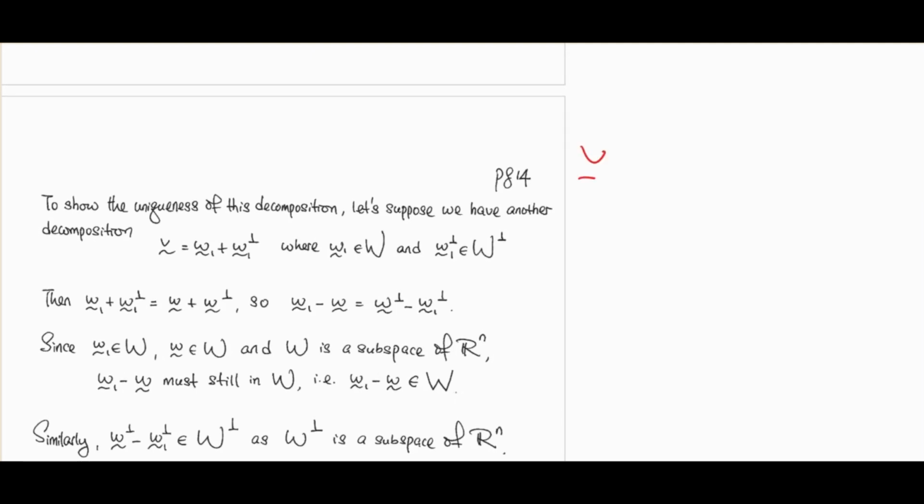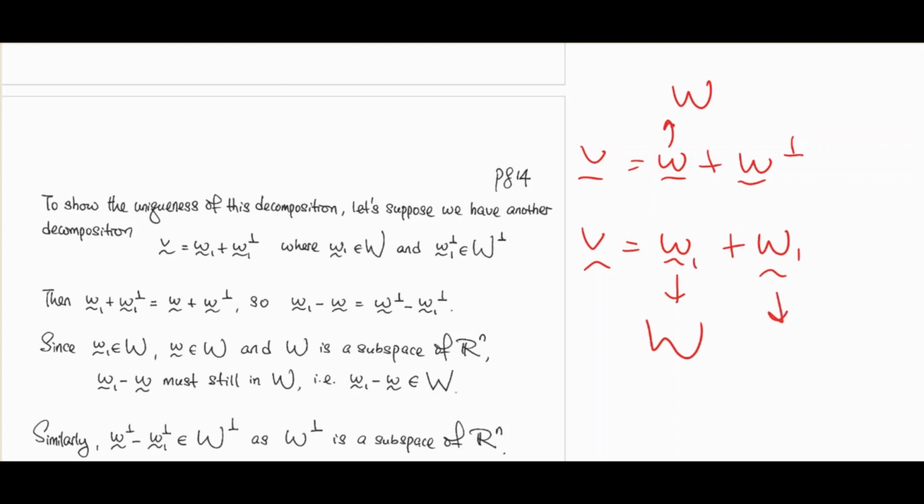So we have V is W plus W perp. We already have it. Suppose we have another way of writing it. Let's say this one is W1, which is in W, and then we have another W1 perp, which this time is in W perp. So we are basically saying that for this V, there are two different ways of writing it.